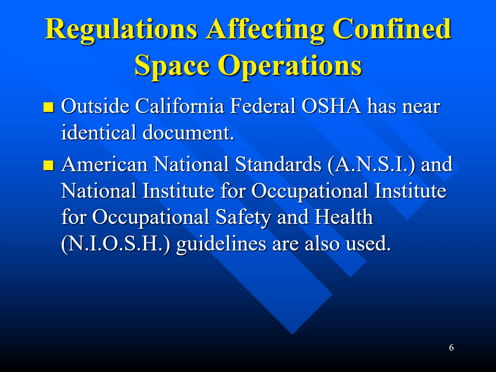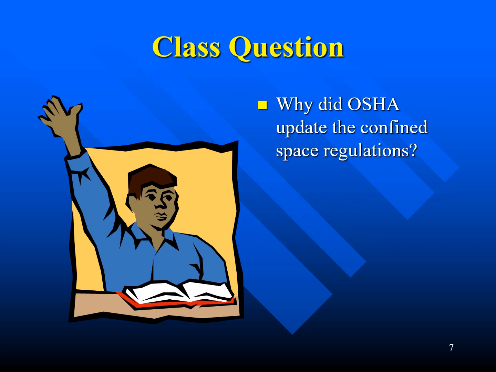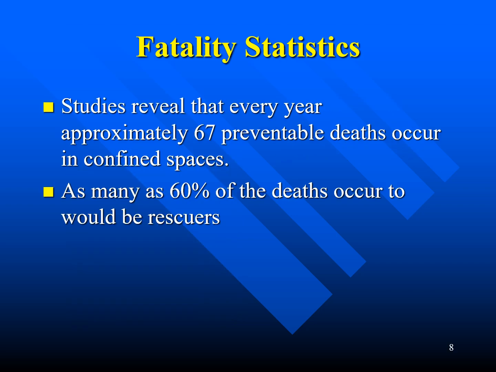The American National Standards, ANSI, and the National Institute for Occupational Safety and Health, NIOSH, guidelines are also used in confined space rescues. Class question: why did OSHA update the confined space regulations? Well, let's take a look at some of the fatality statistics. Studies reveal that every year approximately 67 preventable deaths occur in confined spaces. As many as 60% of those deaths occur to would-be rescuers.